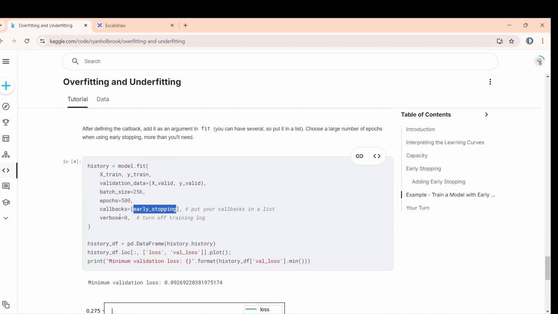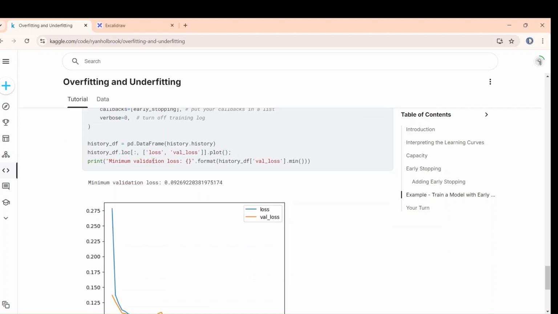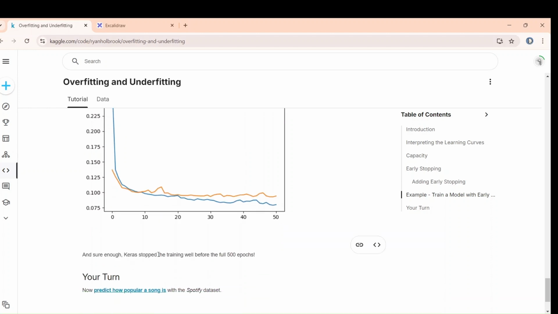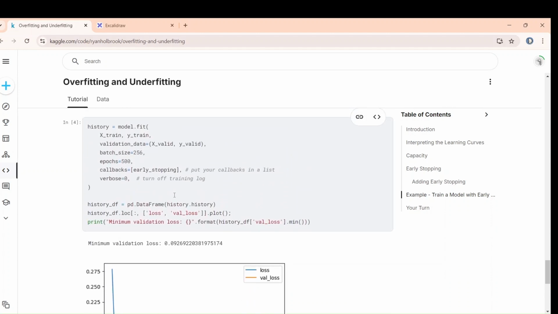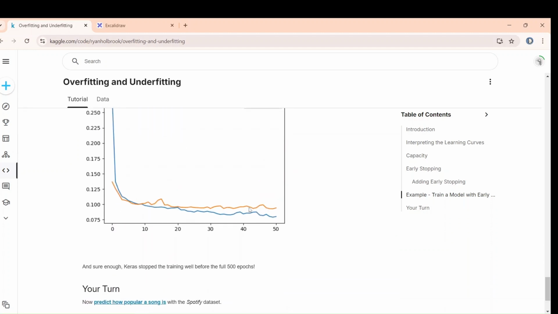Okay. Now, verbose equal to 0 means turn off the training log. History_df is where you have kept the history; you are converting it into a data frame and now you are plotting it. So you are plotting loss and validation loss. Now see here, the blue color is the loss and this one is the validation loss. Okay. And sure enough, Keras stopped the training well before the full 500 epochs. This is the maximum epoch. Before that, it has stopped. Fine.